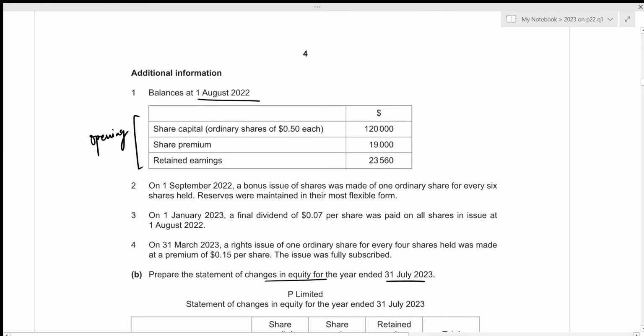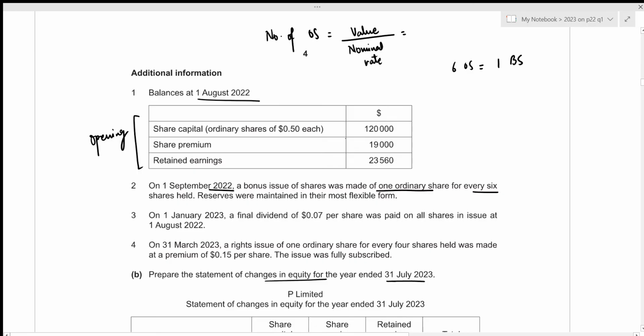On 1st September 2022, a bonus issue of shares was made of 1 ordinary share for every 6 shares held. So for every 6 ordinary shares, we're providing 1 new bonus share. So the first thing that we need to do is figure out the number of ordinary shares we have. And in order to get the number of ordinary shares, we just have to divide the total value of ordinary shares by the nominal rate.